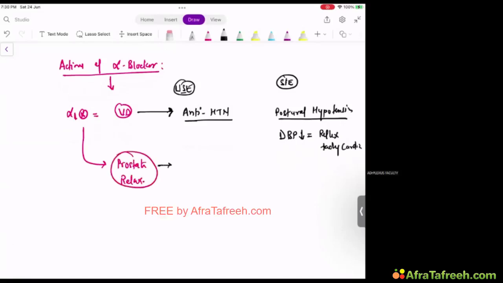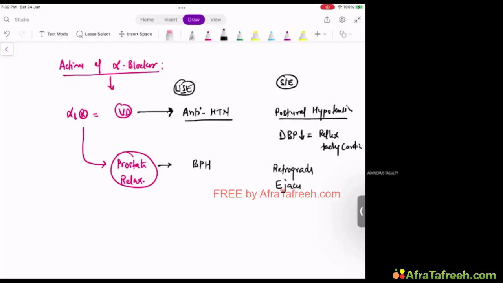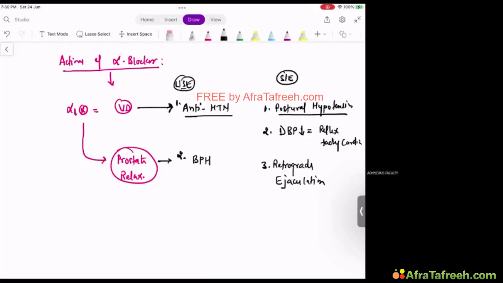Relaxation of the prostate, where will it be used? In which disease do you want to relax the prostate? BPH. And what will be the side effect? When the prostate relaxes, which process will not occur? There will be retrograde ejaculation, or ejaculation back into the bladder, or you can say a sexual side effect. So number 1 side effect, number 2 side effect, number 3 side effect. Number 1 use, number 2 use. That is the broad picture about alpha blockers.